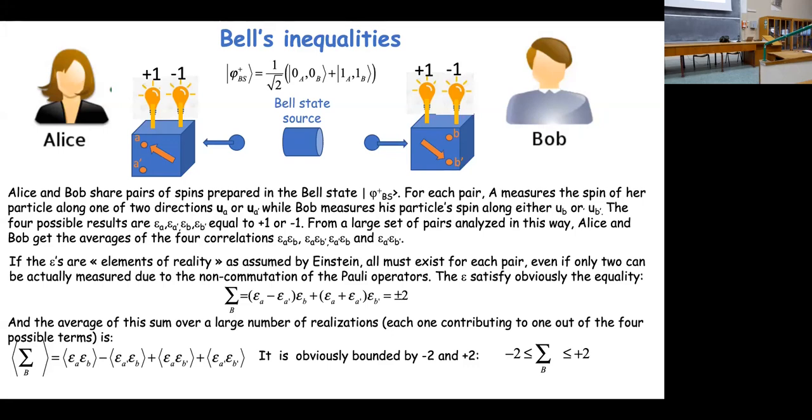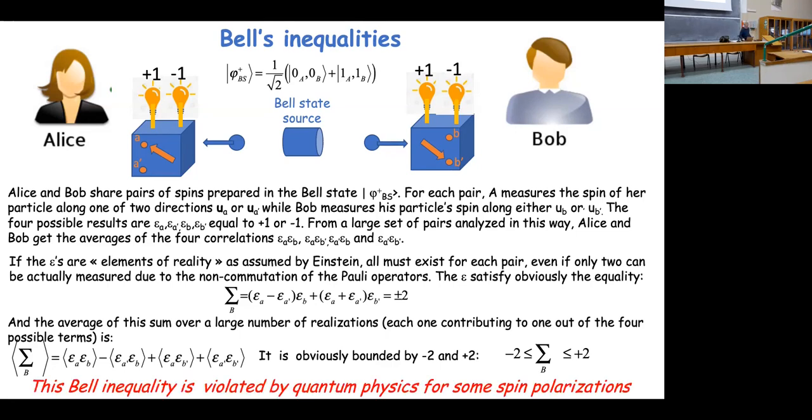If there are hidden variables, and if I am able to do a large number of experiments choosing conveniently these angles, I will find a result which has to be bounded by minus 2 and plus 2. But if you use regular quantum mechanics as we know it, you will find that there are angles, directions for the measurement, which give a result outside the plus 2, minus 2 bound. And this is what I show on the next slide.